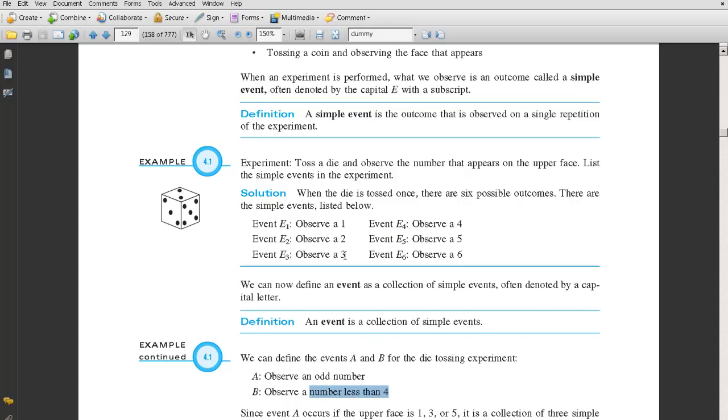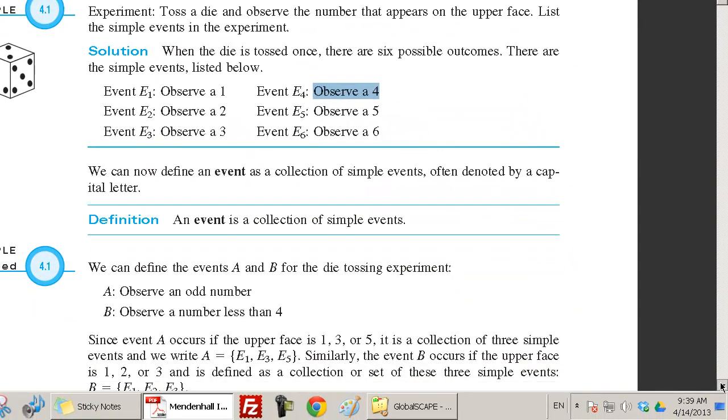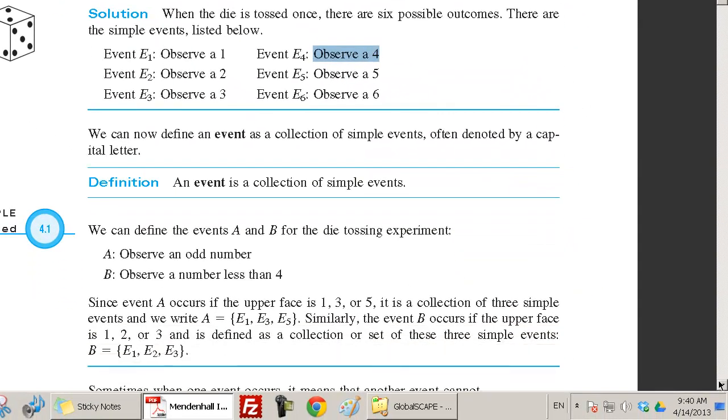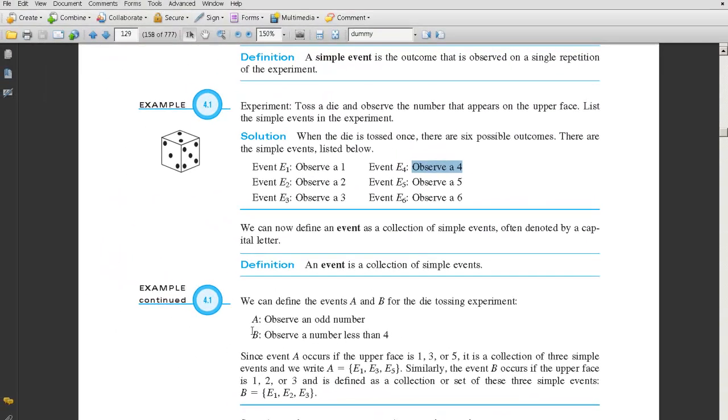So a number less than 4 means a 1, or a 2, or a 3, or not a 4. It's not 4, 4 is not less than 4. Okay, so here they say B, this event, consists of these simple events.